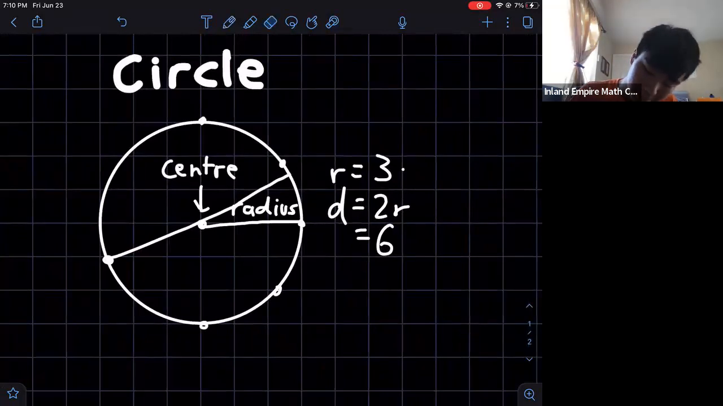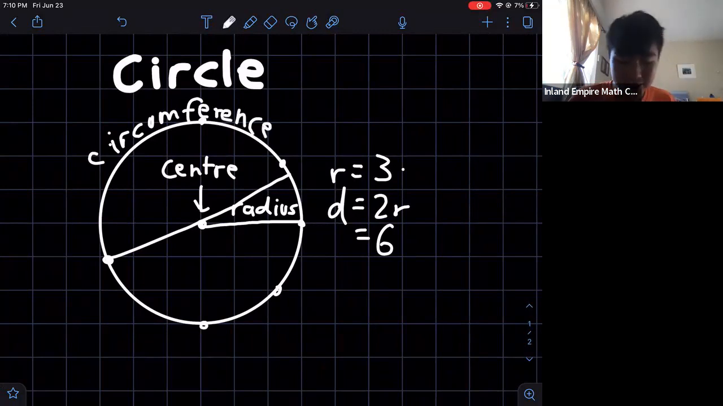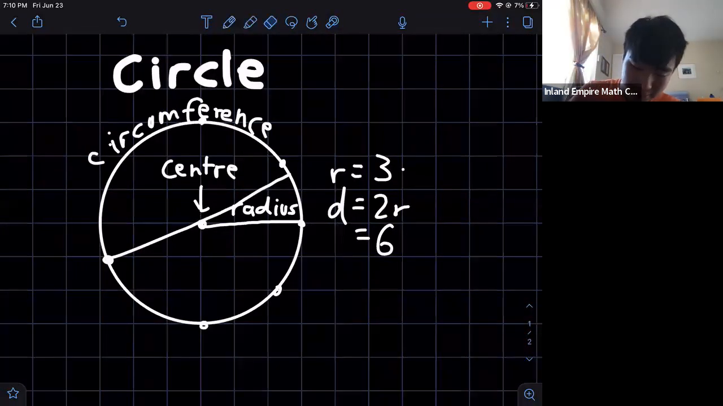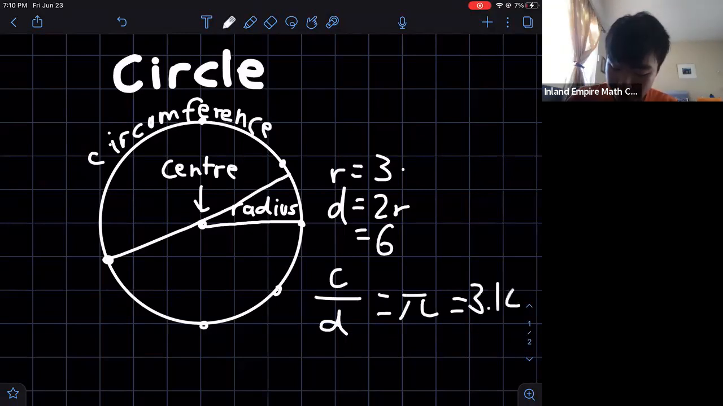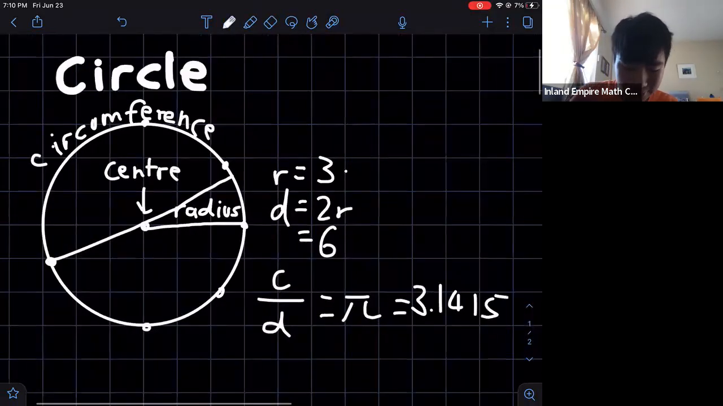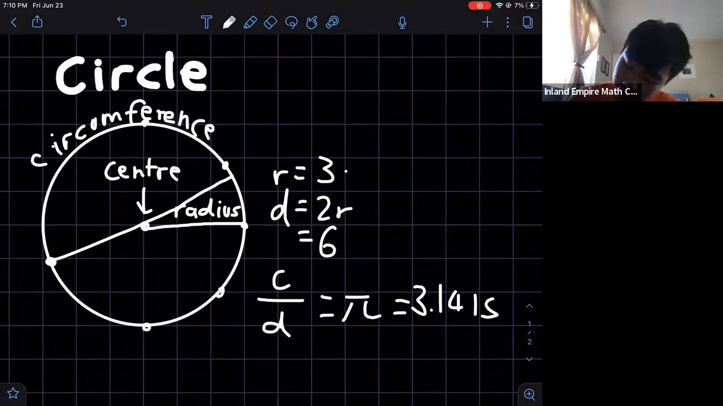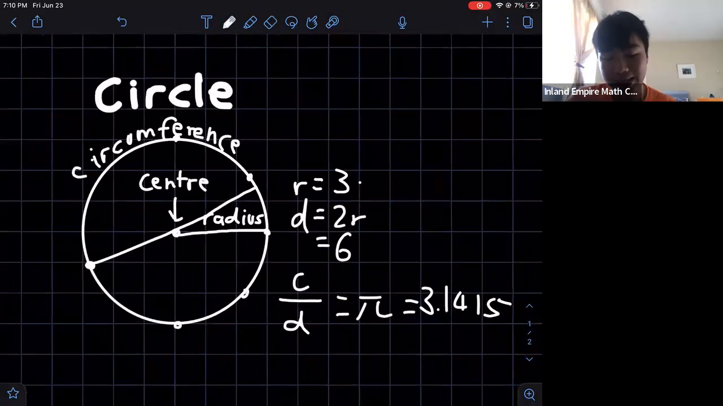So let's actually write circumference first. So that ratio is usually called pi. So d over c, actually it's c over d, sorry. So the circumference over the diameter is equal to pi. And pi is around 3.1415. It doesn't really matter what the actual number is.